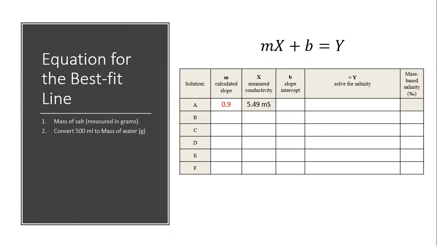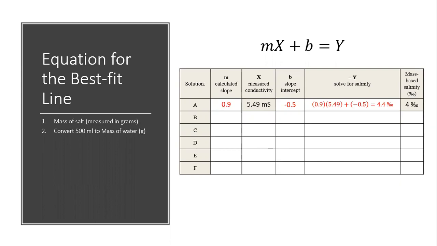Next, use the measured conductivity for solution A, which was 5.49 millisiemens. Then from the example from Part A, we estimated b, or the y-intercept, as negative 0.5. But again, remember, this was only an example and your y-intercept may be different. Finally, plug your known variables into your equation for the best fit line from Part A. In this example, the converted measured conductivity for solution A equals 4.4 parts per thousand.